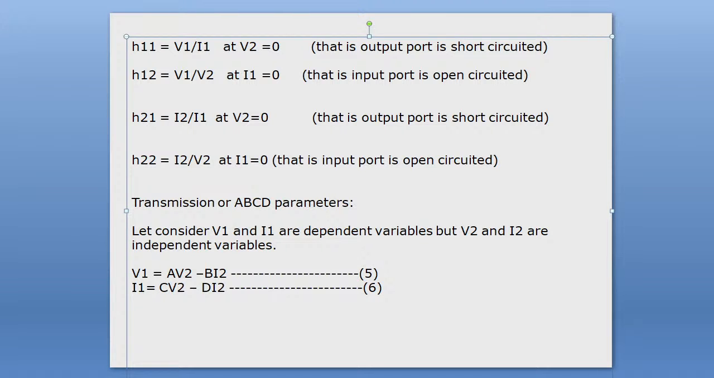Now you can determine the expression of any parameters, maybe z parameter, y parameter, h parameter, or ABCD parameter, by knowing the values of input port and output port current and voltage. To calculate the values of these parameters, whatever they are, we need to know the values of voltage and current for the individual ports. We need to know the values of V1, I1, V2 and I2, then we can easily calculate the values of the parameters.